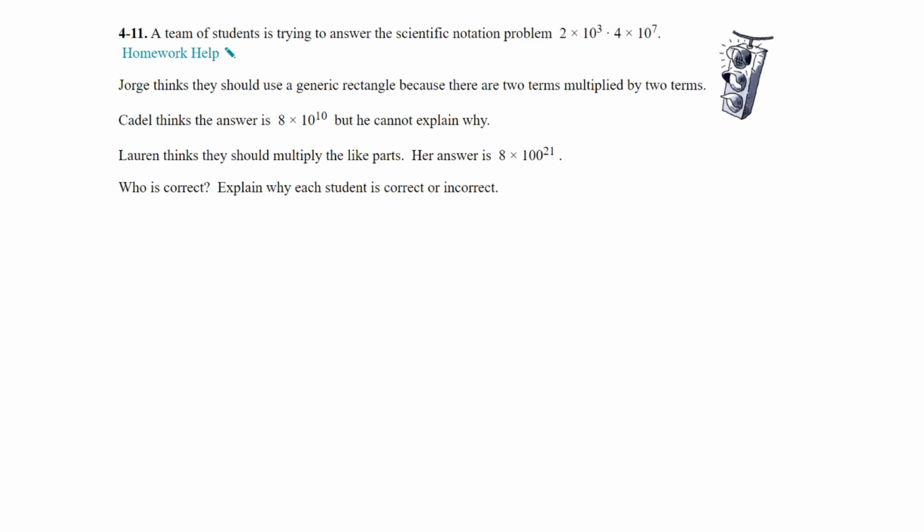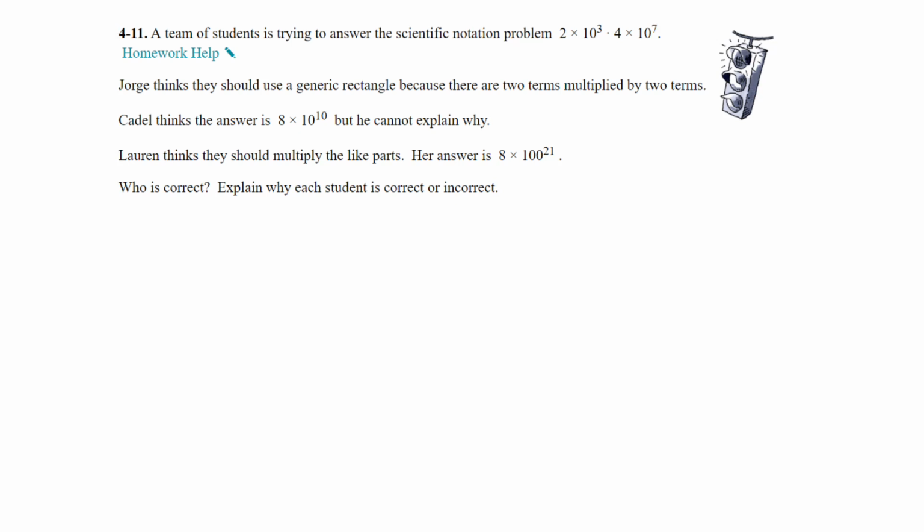For 11, a team of students is trying to answer the scientific notation problem. Jorge thinks they should use a generic rectangle because there are 2 terms multiplied by 2 terms. Cadell thinks the answer is 8 times 10 to the 10th, but he cannot explain why. And Lauren thinks they should multiply the like parts. Her answer is 8 times 10 to the 21st. Who is correct? Explain why each student is correct or incorrect.